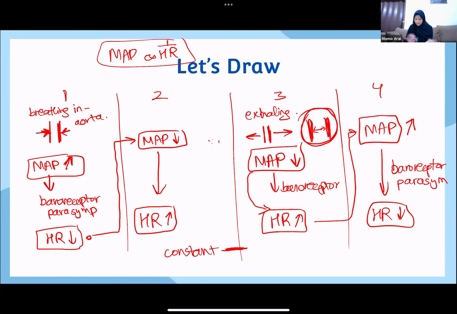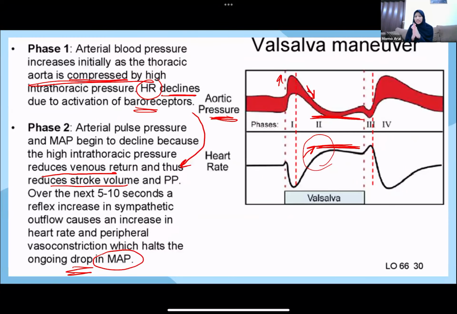So let's recap if you want. At the beginning, when you're breathing in, the aorta is compressed, right? MAP, the mean pressure, is high, which leads to a decrease in heart rate. Second phase, your decrease in heart rate causes everything else to decrease, which brings down MAP in phase 2. Phase 2, decrease in MAP, increase in heart rate, and then it keeps it constant.